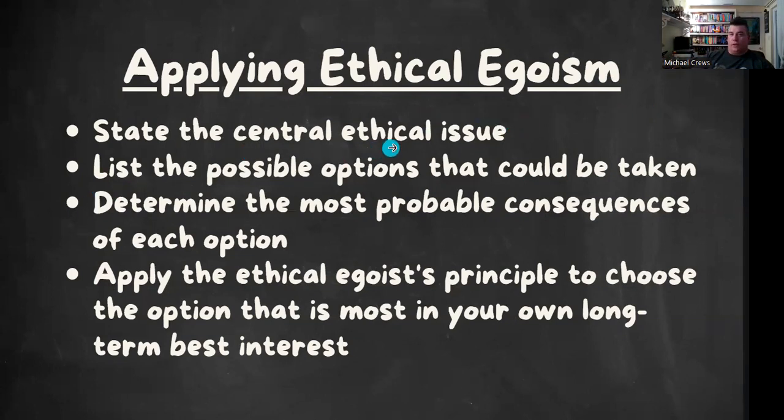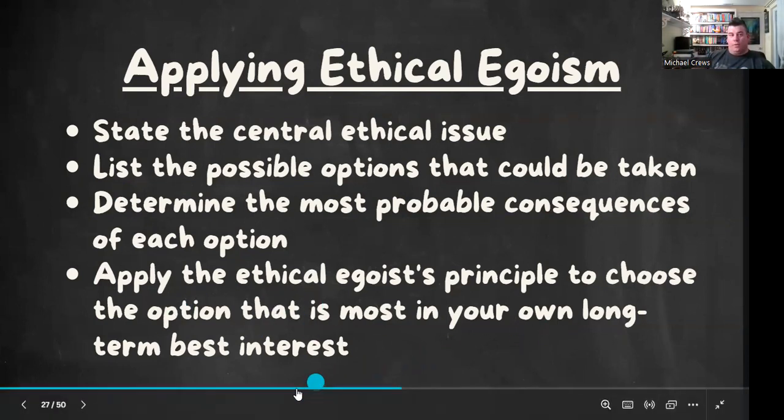So you state the central ethical issue, which we've done. You list the possible options, which we've done. Then you will determine the most probable consequences of each option. Remember, just for the stakeholder, or the decision maker, because we don't care about the other stakeholders in ethical egoism because it's the long-term best self-interest, even at others' expense. You're going to apply the ethical egoist principle to choose the option that's in your best long-term interest.